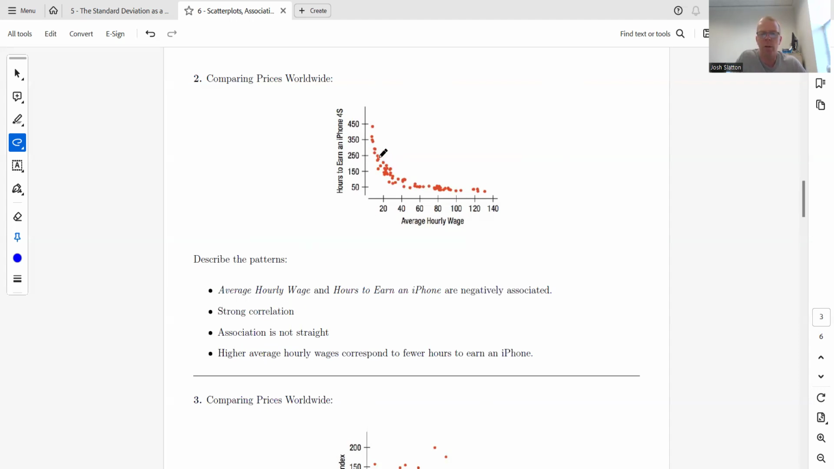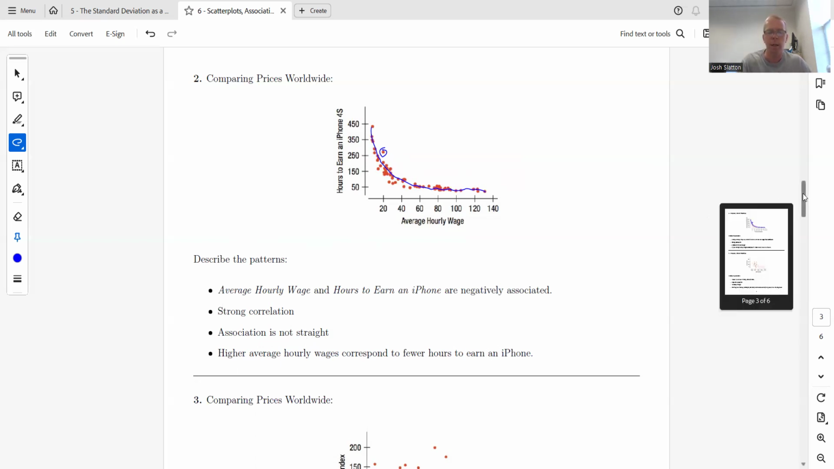This is a very strong correlation. If you draw a line through this, all of these points are pretty close to that line. And even this one that is kind of the farthest one away, that's still really close. So the association is not straight, it's definitely curved. Higher hourly wage corresponds to fewer hours to earn an iPhone.